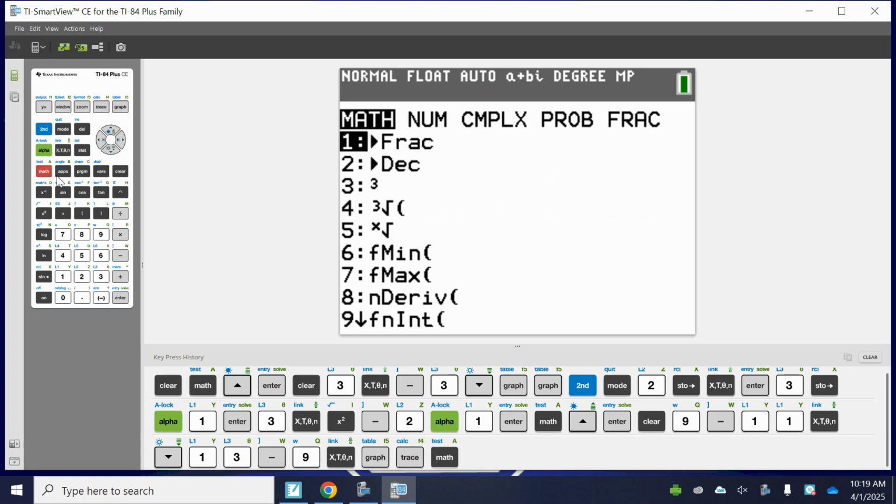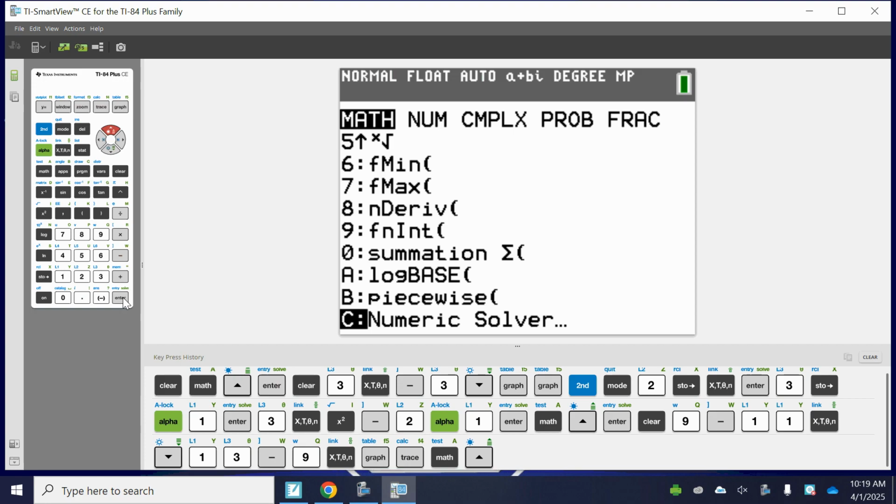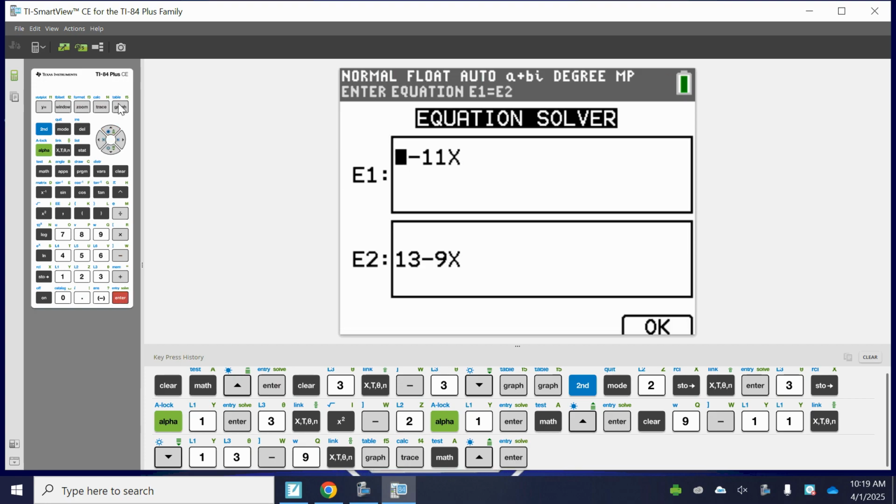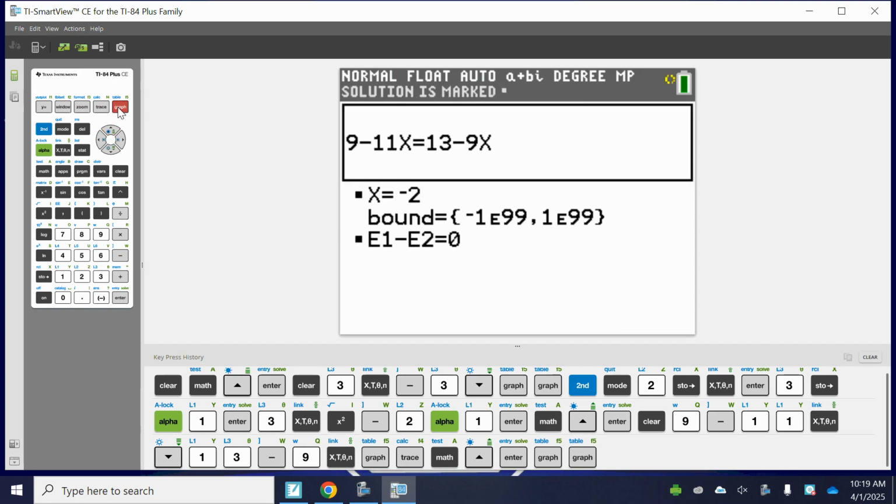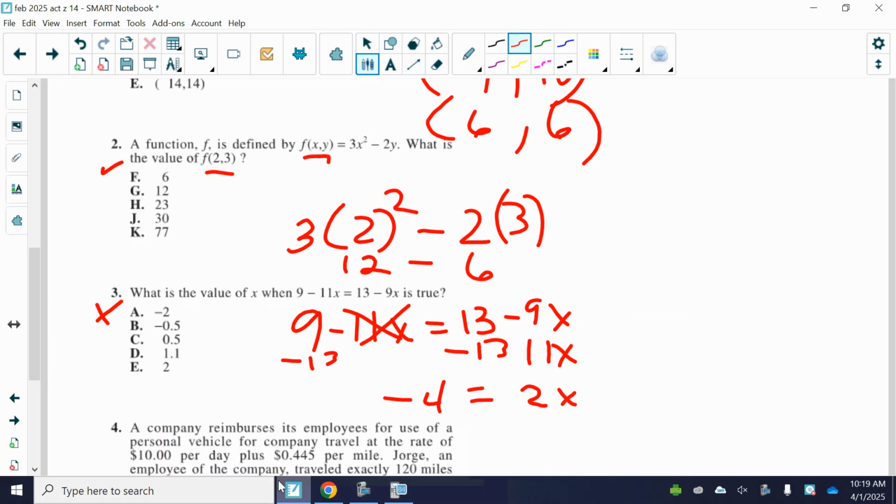Oops, what did I do wrong? I must have slid over in my nervousness. Okay, solve, and there's the answer. X is -2. That's for people who hate doing equations. You can always do that.